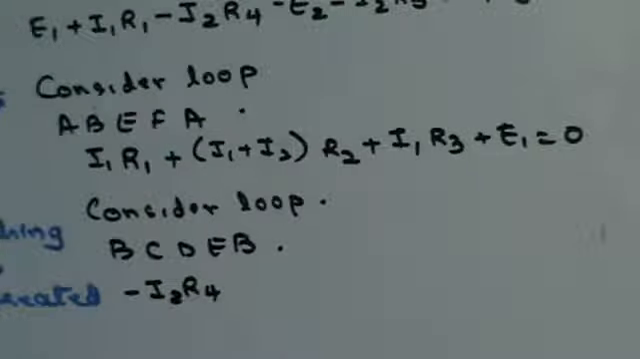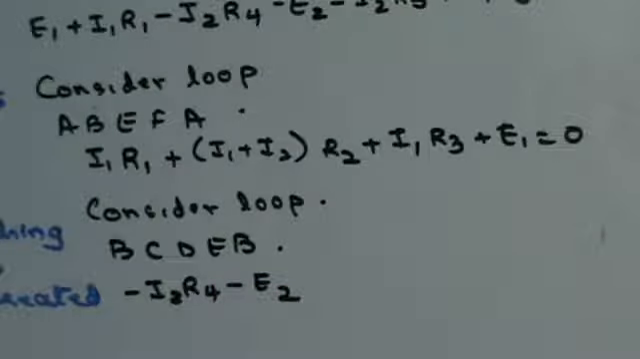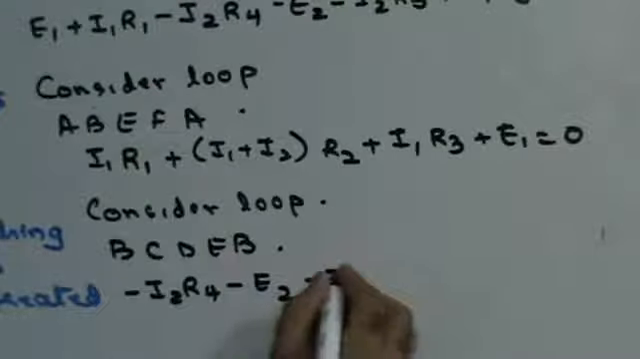I'm moving from C to D. The loop is being traced from C to D, whereas EMF is sending the current in the opposite direction. Therefore, it will be treated as negative, minus E2. I'm moving from D to E. The current is leaving the node at point D. Therefore, current will be treated as negative, I2R5.